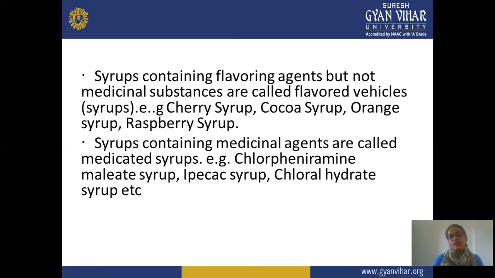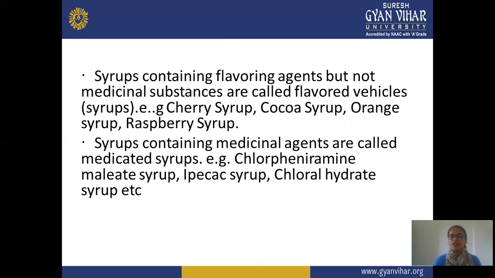Next, syrup containing flavoring agent but not medicinal substance is called flavored vehicle syrup. Examples are cherry syrup, cocoa syrup, orange syrup, and raspberry syrup. These are examples of syrup. Means the flavored syrup is majorly used to overcome the taste and odor of the medicament syrup. But this flavored syrup does not contain any medicament or drug. You majorly use this type to overcome the problem of medicament syrup. These are certain examples according to a standard reference book: cherry syrup, cocoa syrup, orange syrup, and raspberry syrup.